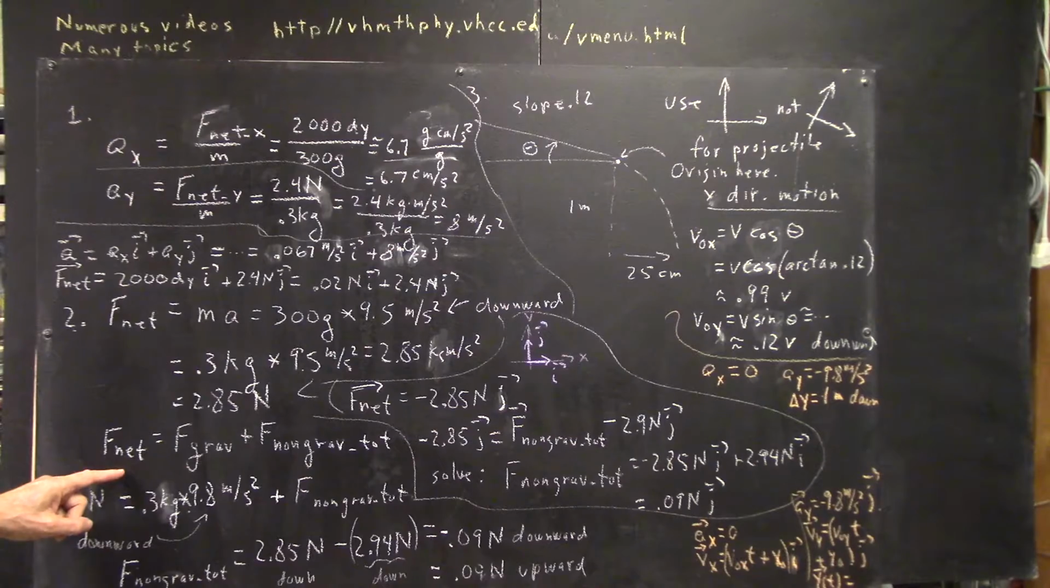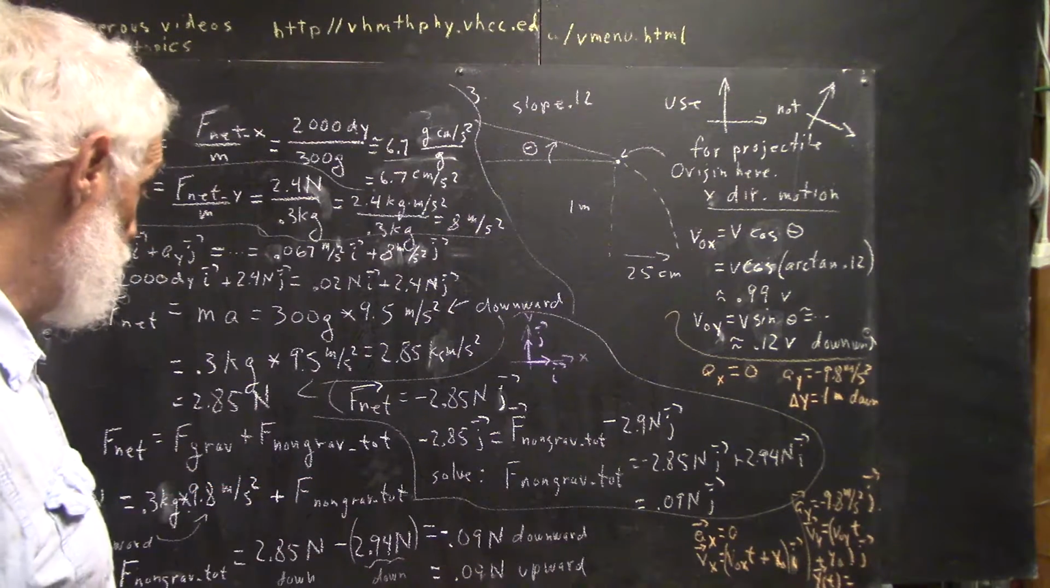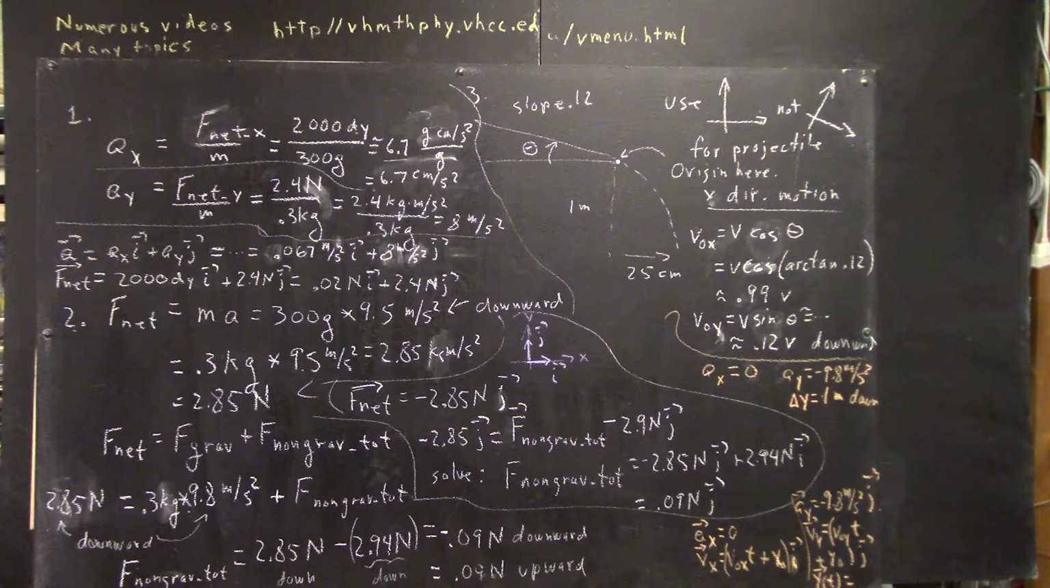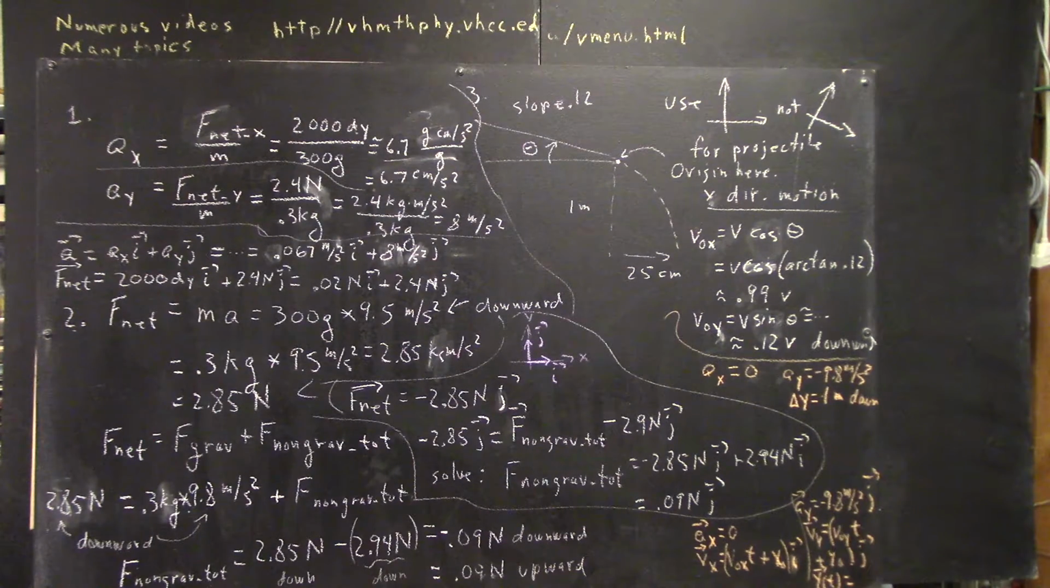So our net force is our gravitational force plus our total non-gravitational force. There might be various forces acting on this thing that aren't gravitational. We do expect there to be some air resistance. Okay?